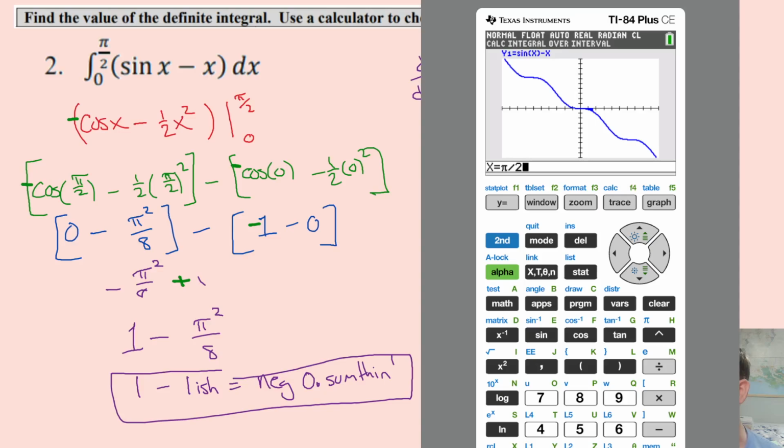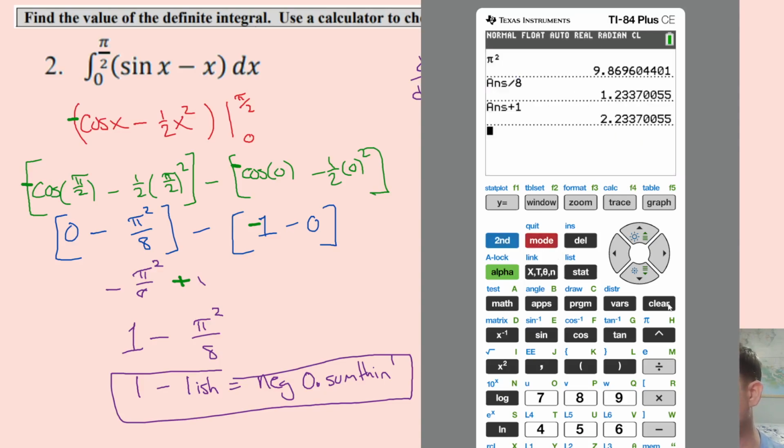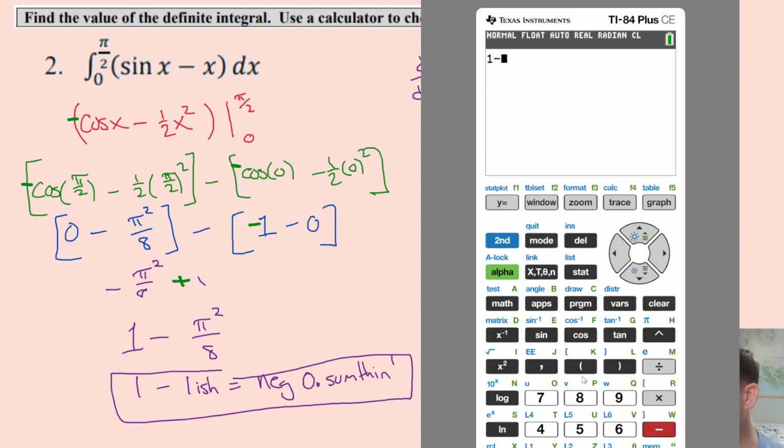Okay. Anyway, there's your answer. The negative 0.2337. And again, if you don't believe me, I know you may have lost a little faith in me, but if we now do 1 minus pi squared over 8, it'll be the same number. Negative 0.2337. So we know we're good.